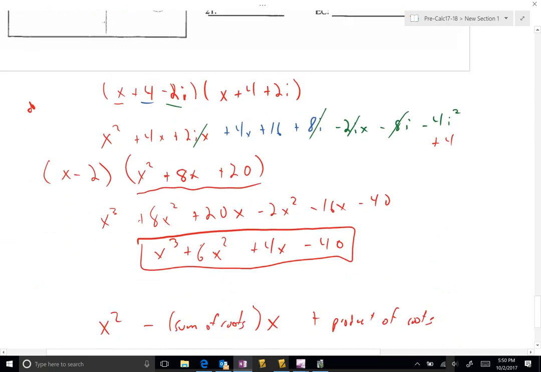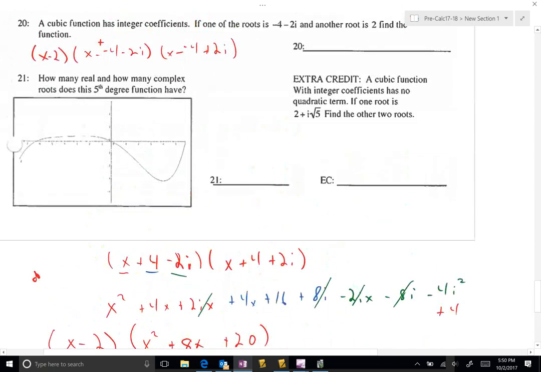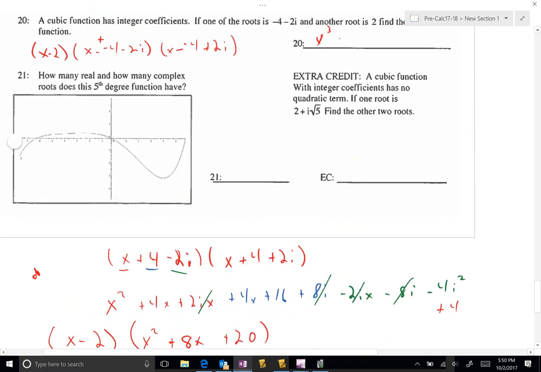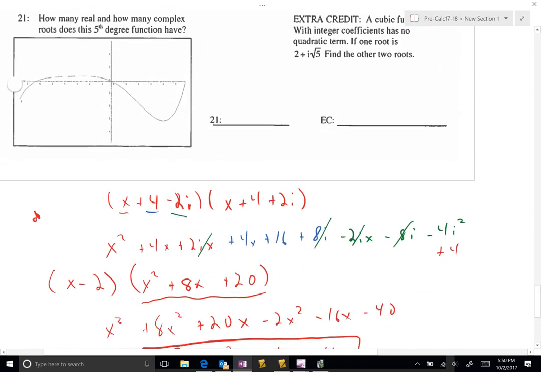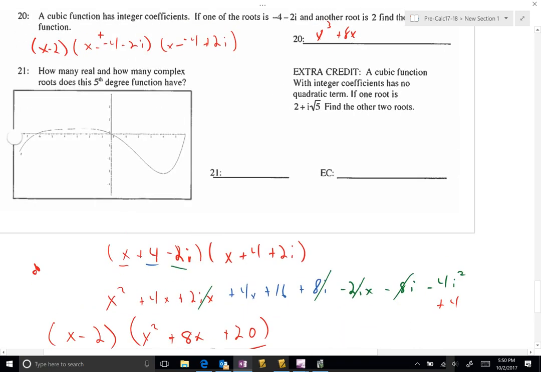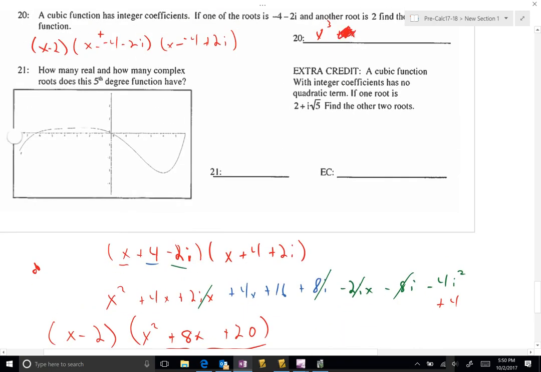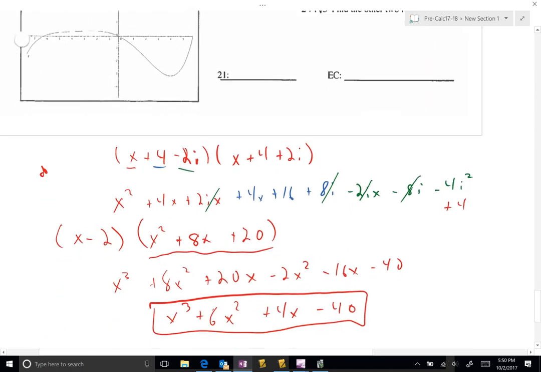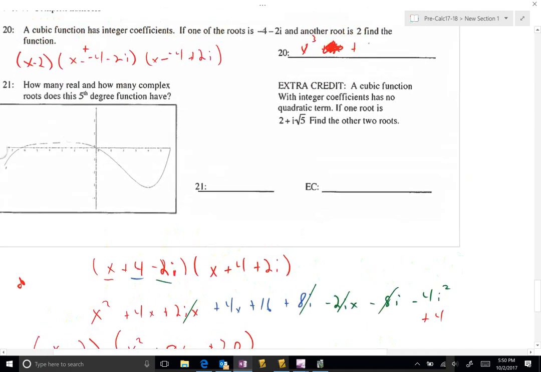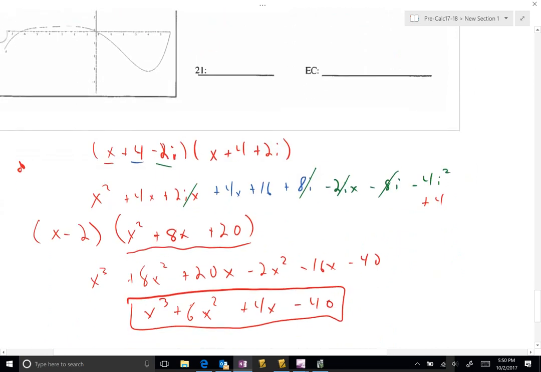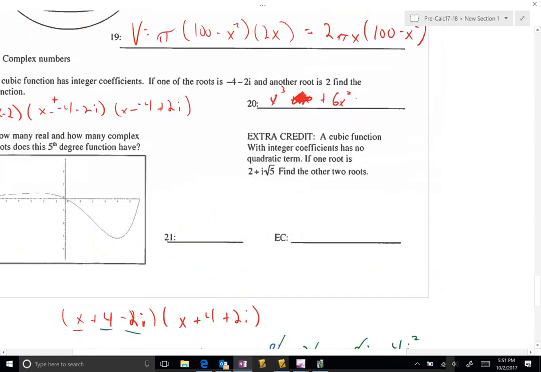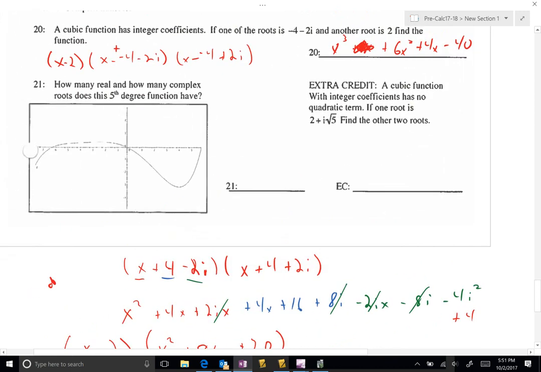So just to specify, let's go put our polynomial here. That was x cubed plus 6x squared plus 4x minus 40. Okay. Question number 21. How many real and complex roots does this fifth degree function have?